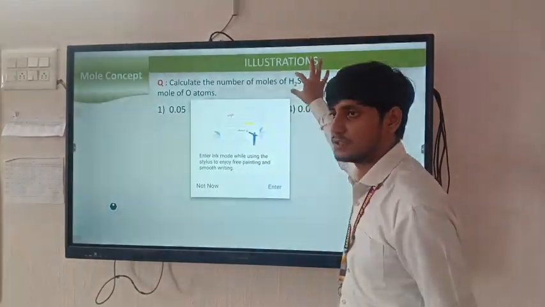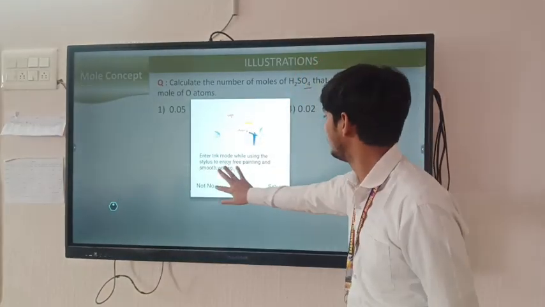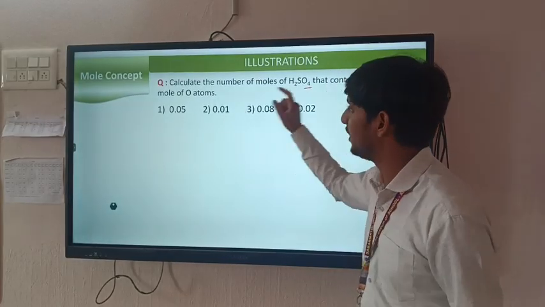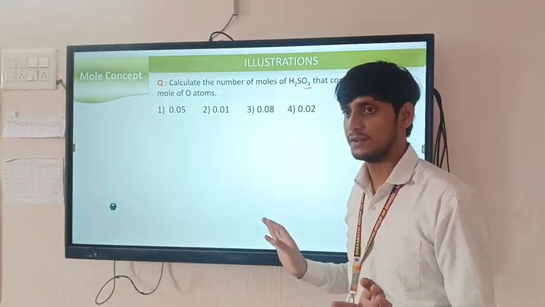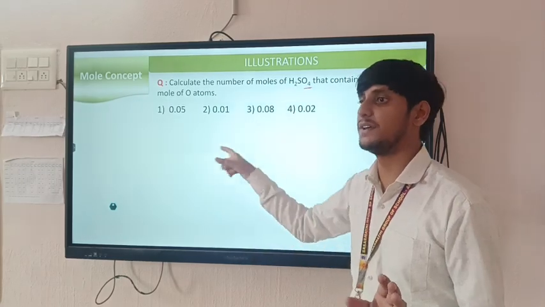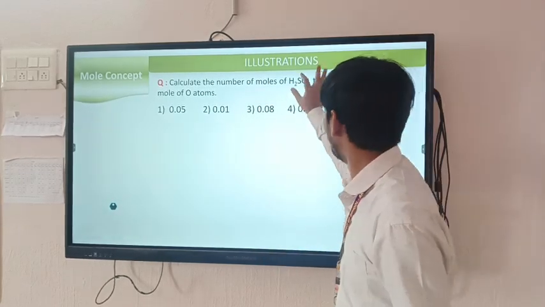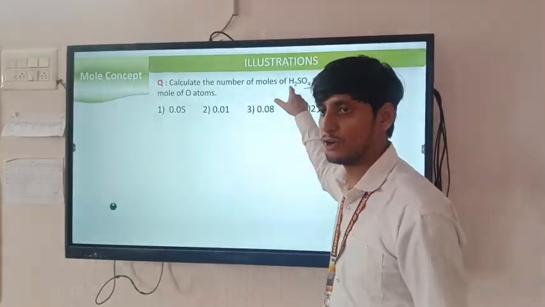In this molecule, 0.08 moles of oxygen atoms are contained. You can find it by the unitary method. Meaning, 1 mole of H2SO4 contains how many moles of oxygen?